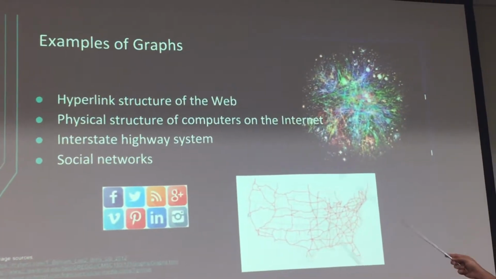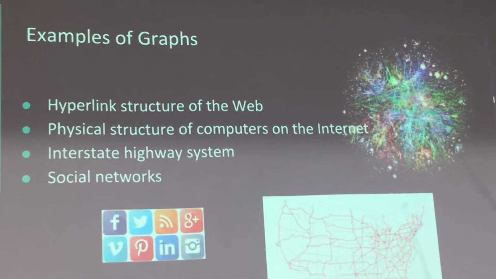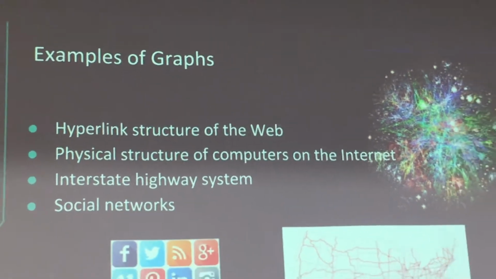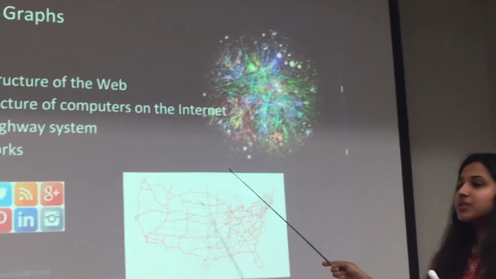And these are a few examples of the graph. For example, we have the hyperlink structure of the web, and then the physical structure of computers on the internet, and then the interstate highway system, and the social networks.